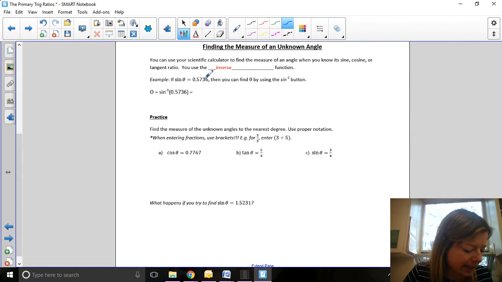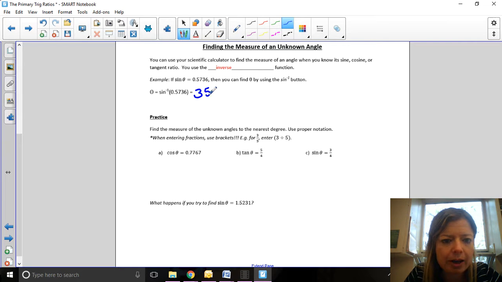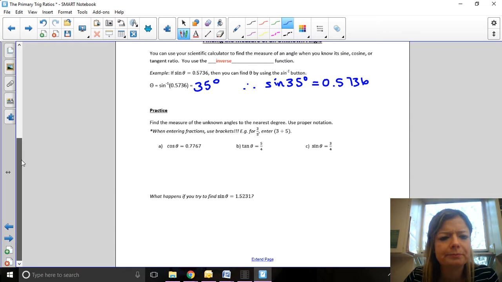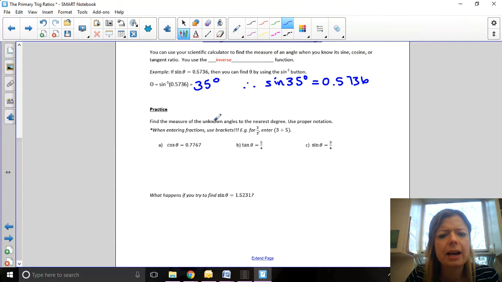So try it now. You press second sine, and then on your screen it should say sine to the -1 bracket. And then you put in the 0.5736 and your bracket and press enter. So you should get 35.00 degrees, so basically 35 degrees. So this means that a sine of 35 degrees gives a ratio of 0.5736. So this allows us to undo ratios to find what angle gives the ratio that we're given. So you can practice this by entering these into your calculator, okay?